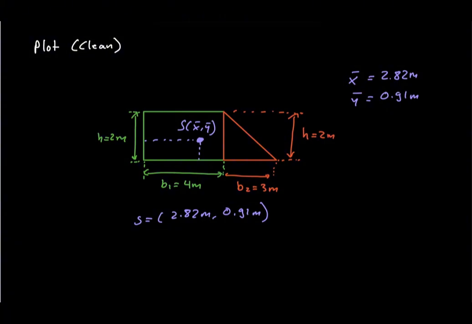The general procedure for composite areas is always the same. Choose your coordinate system. Split the shape into simple areas. Determine each area and the location of its own centroid. Then calculate the area-weighted average in the horizontal and vertical directions.